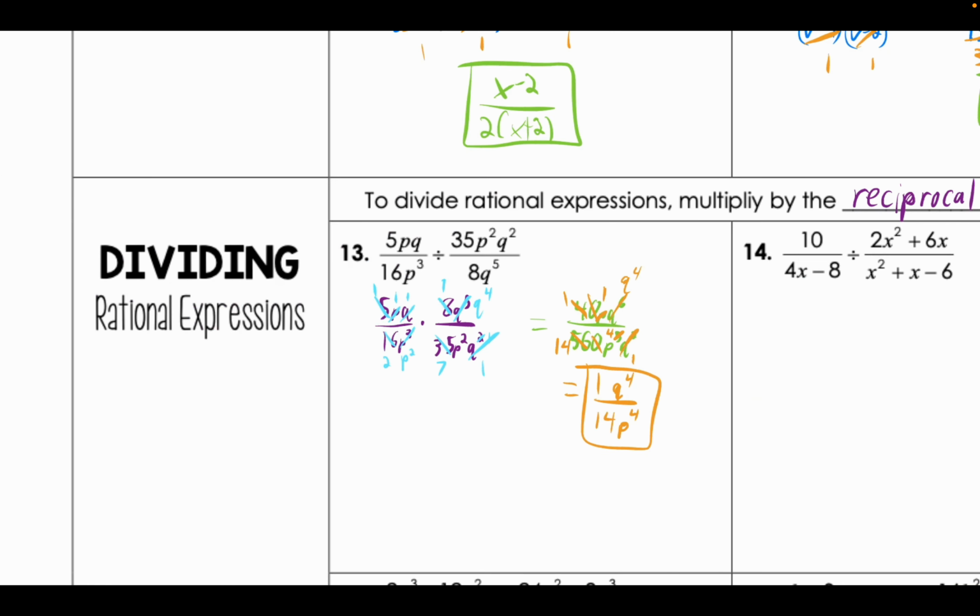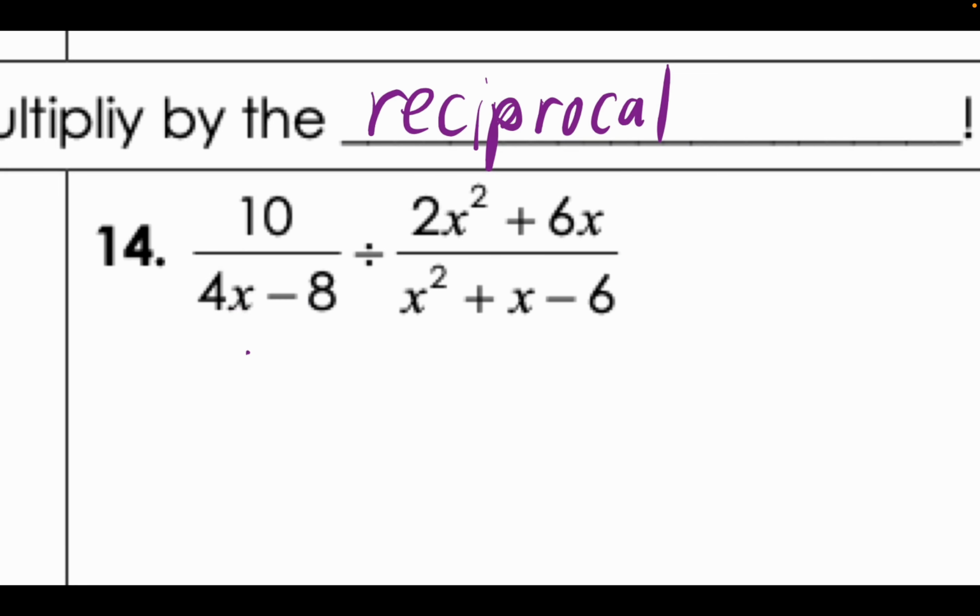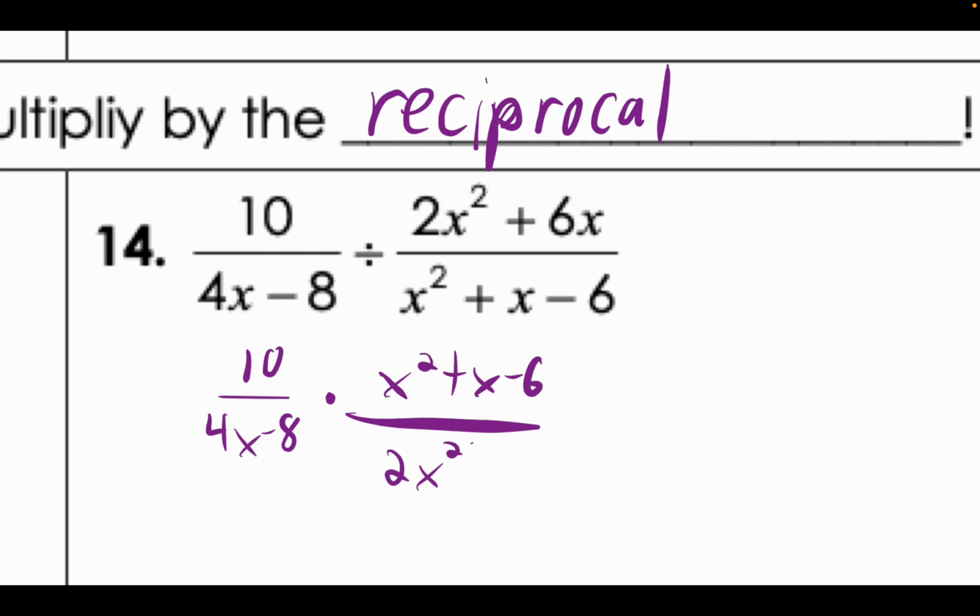On to number 14 here. Again, we have division. So again, we're going to multiply by the reciprocal. So the first fraction remains unchanged. You could start factoring in this step if you want to. I often do myself. And then we flip the next fraction, giving us x squared plus x minus 6 over 2x squared plus 6x. So you could feel free on that step to be clear to have written the factored form of this, this, and this instead of the unfactored form.